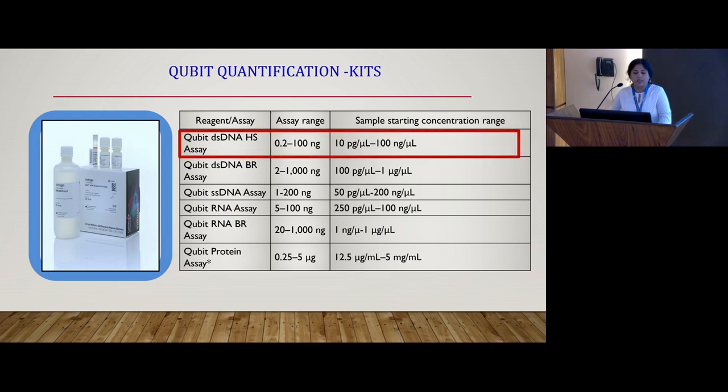So for library quantification, the double stranded DNA high sensitivity assay kit is recommended, and for concentration of your template, a broad range quantification kit is required.